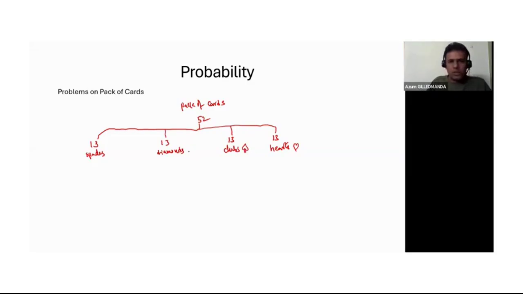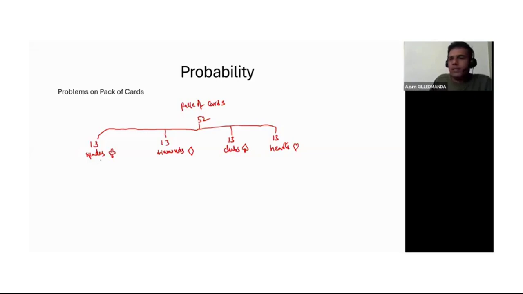And we also have diamonds. Diamonds are just like a rhombus symbol here. And also we have spades. Spades are like these three, right? So it's like this. Okay. So the pack of cards are divided into 52 cards. Pack of cards consist of 52. Those 52 are divided into 4 sets, spades, diamonds, clubs, and hearts.